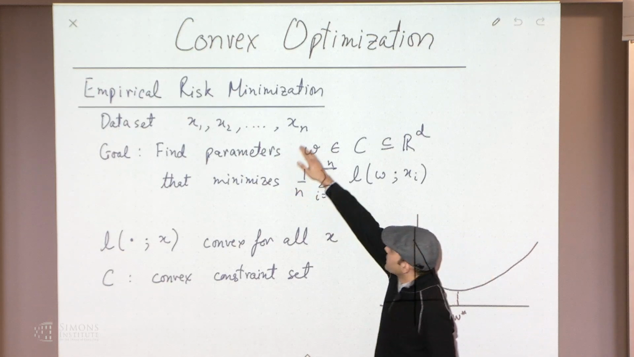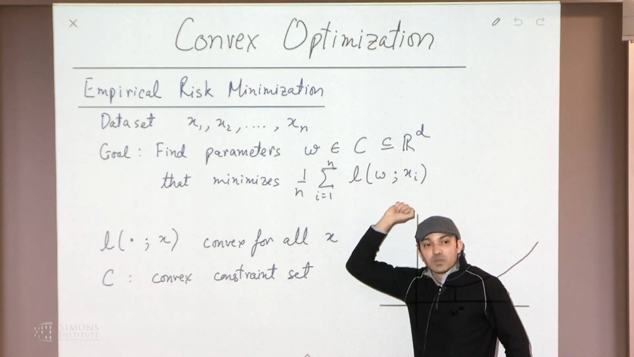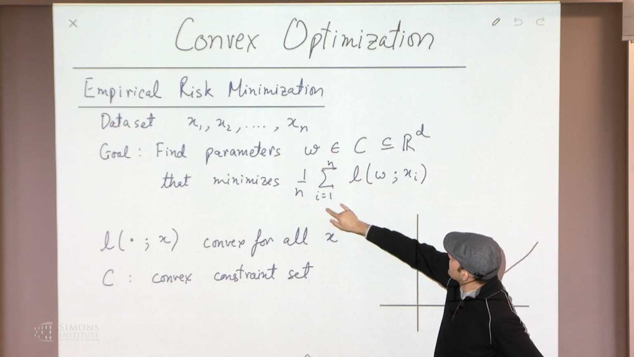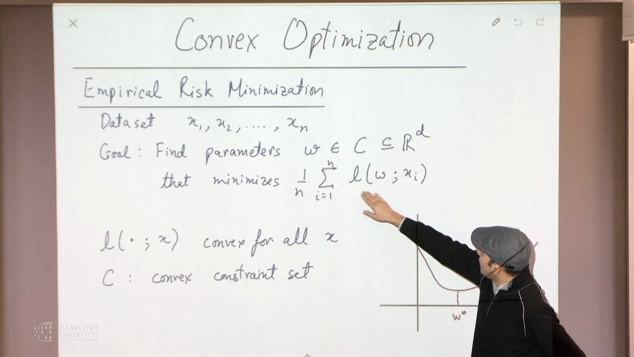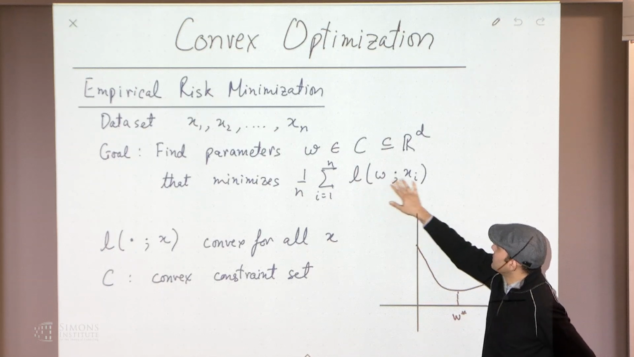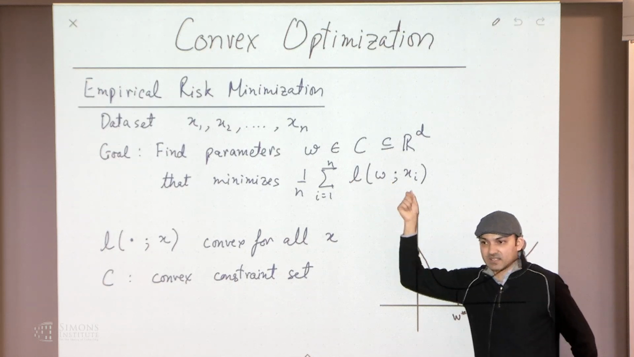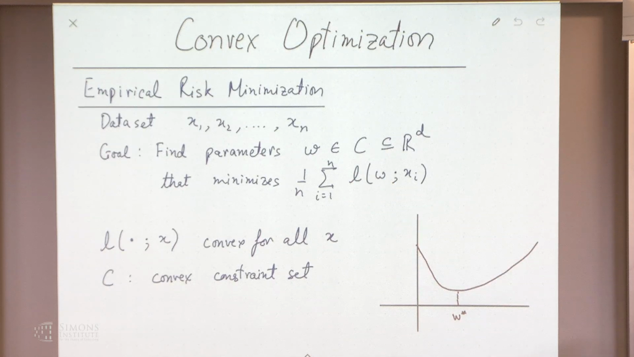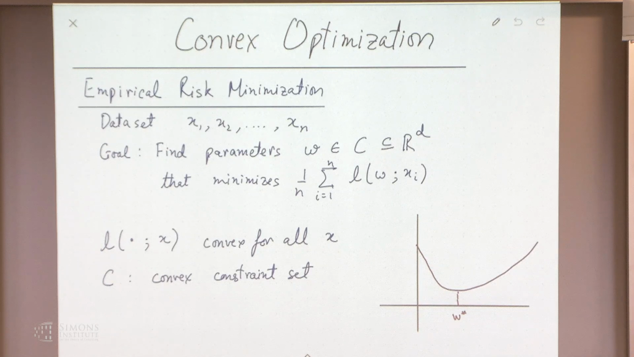You have some data set x1 through xn, and the goal is to find some parameters, I'll call them w, that minimize the average loss over data points of some loss function between the parameters and the data point. This is saying how compatible this w is with this example. For example, if I was trying to do classification, w would define a classifier, xi would be a labeled point, and this loss may be small when the point is correctly classified by the classifier, and large otherwise.